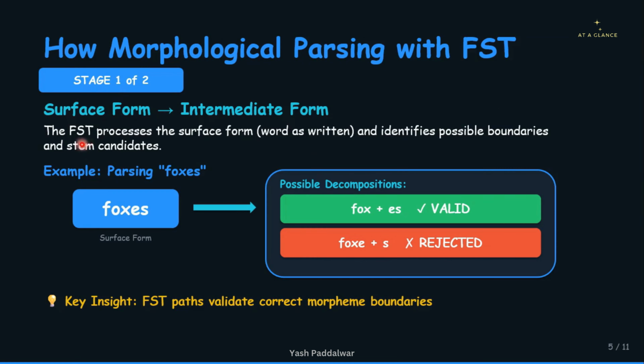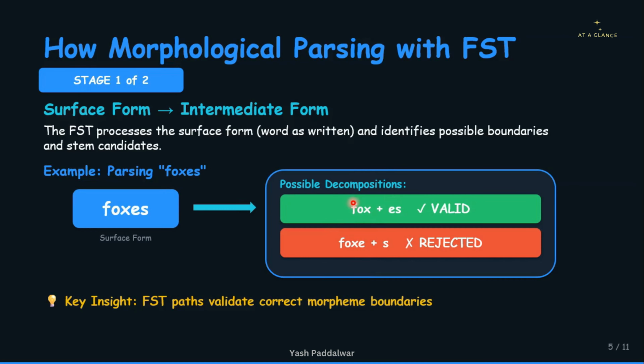In this particular stage, the FST will read the word as written and try possible splits. For example, if you have the word foxes, this foxes is the surface form. Here it gets broken down into possible decompositions. First you can see fox plus es, and second, you can have fox with e in it plus s. Whatever splits are possible, it does that, and then it decides whichever is valid or whichever needs to be rejected.